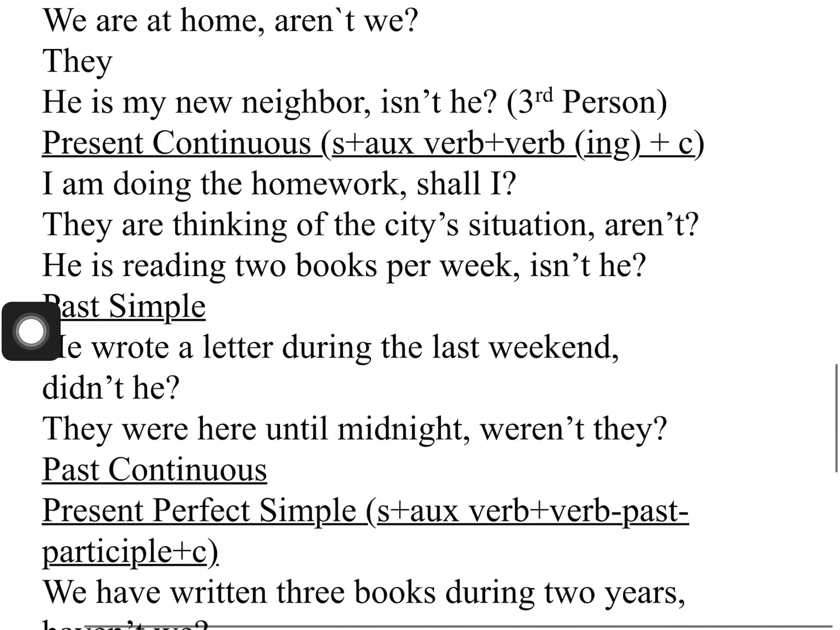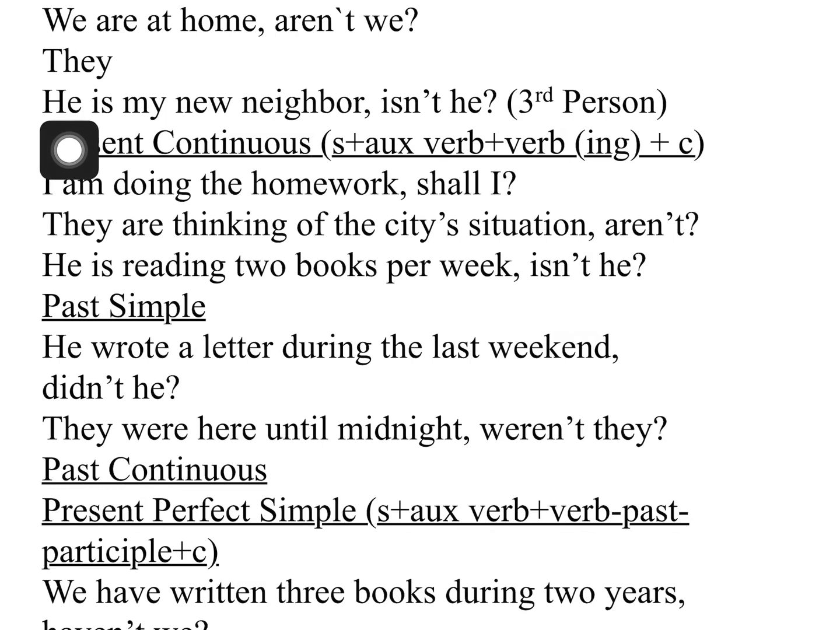Or for example, we have to use the verb in the third person. We use she. Oh no, sorry, he. He is my new neighbor, isn't he? We use the third person that is he, and the verb to be that accompanies the he is.